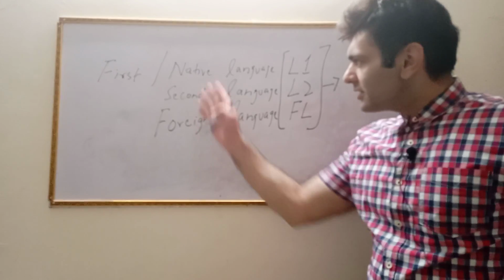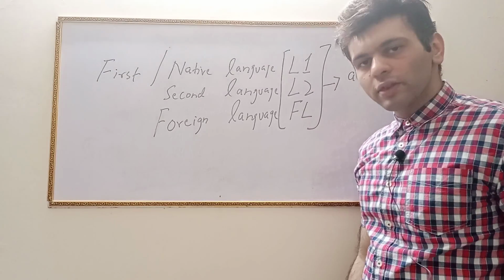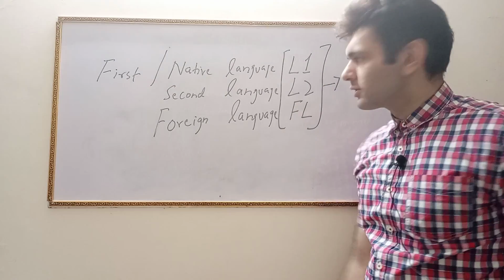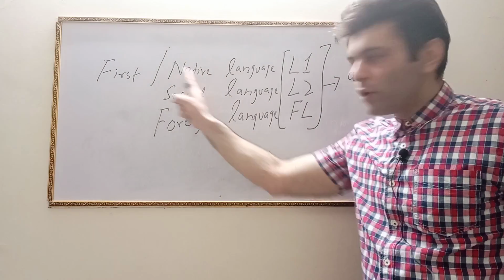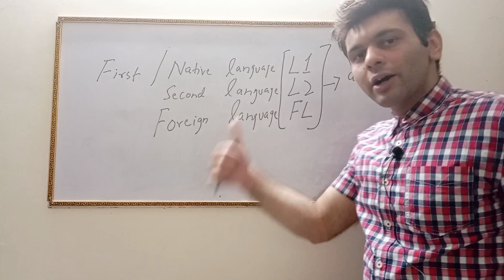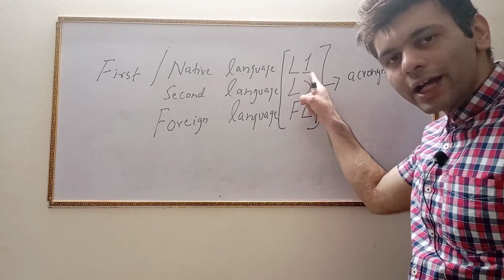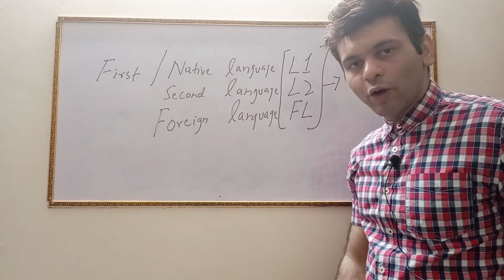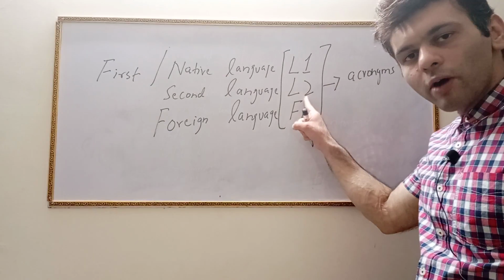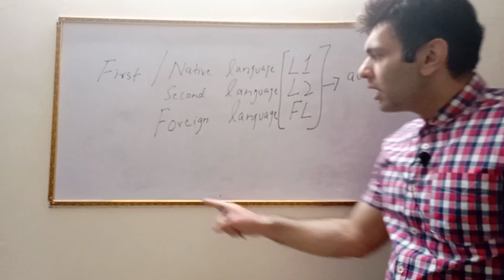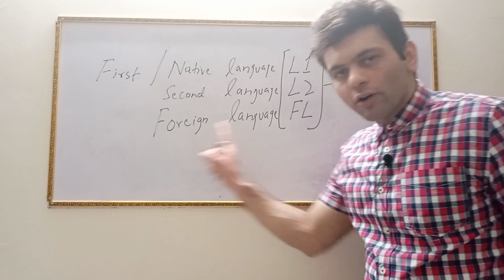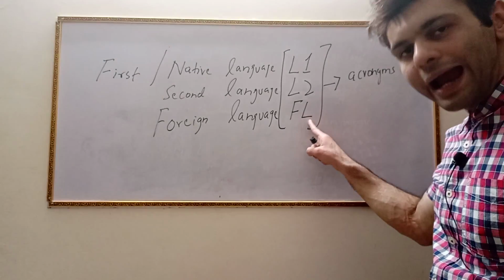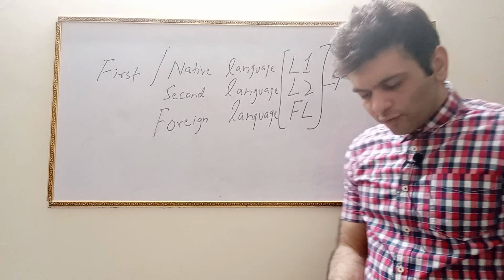Now, as it is quite visible on the whiteboard, I have written three classifications. One, native language, the first language, represented with the help of an acronym, L1. Number two, second language, represented with the help of L2. Then number three, foreign language, expressed and represented with the help of FL.